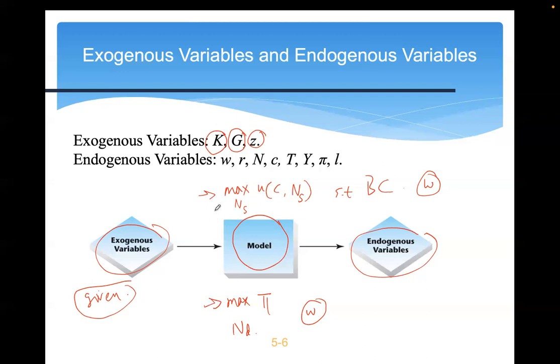Now, from this model, we are going to derive some endogenous variables. These include wage, interest rate, labor, both labor supply and demand, consumption, tax, total output, profit, and leisure. It's going to be clear very soon. To summarize, this model is going to take these exogenous variables as given, and throughout the work of this model, you can think of it like a machine. Then this machine is going to provide you with some endogenous variables as follows.